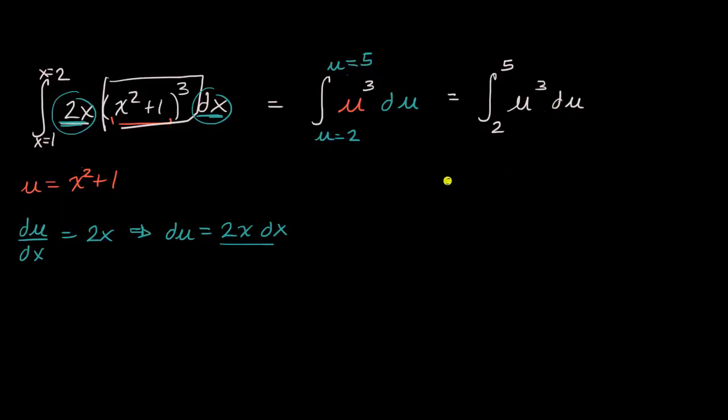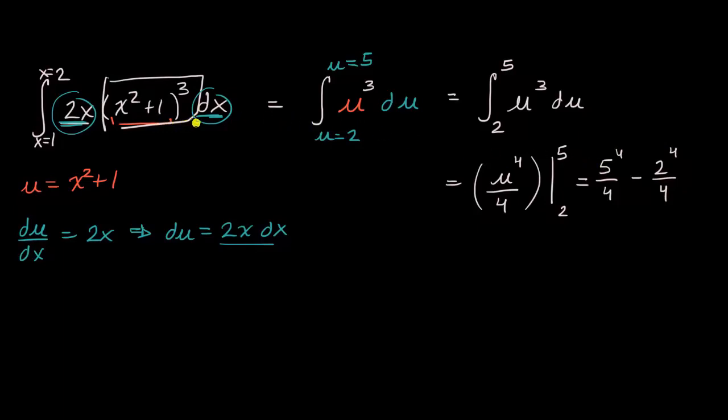And then we can just evaluate this right over here. This is going to be equal to, the antiderivative of u to the third power is u to the fourth over 4. And we're going to evaluate that at 5 and 2. And so this is going to be 5 to the fourth over 4 minus 2 to the fourth over 4. And then we could simplify this if we like, but we've just evaluated this definite integral.